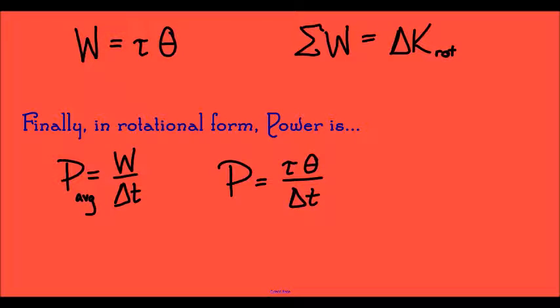and we see that we could combine this angular displacement and time because angular displacement divided by time is equal to the angular velocity. So I can find the power by multiplying the torque times the angular velocity as well. We'll practice using these equations with some practice problems in class.